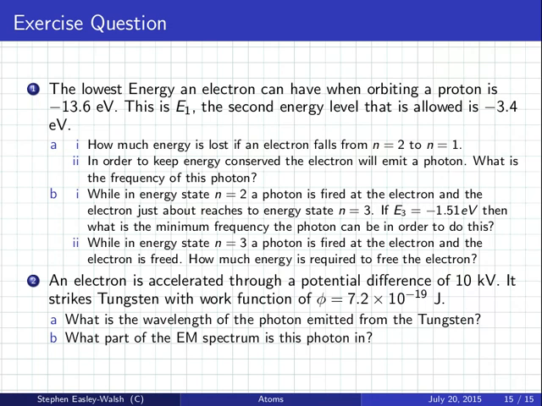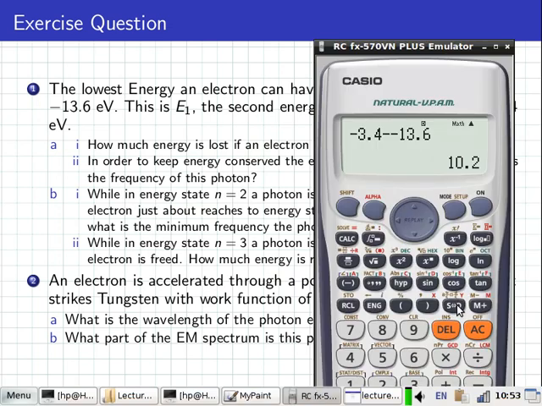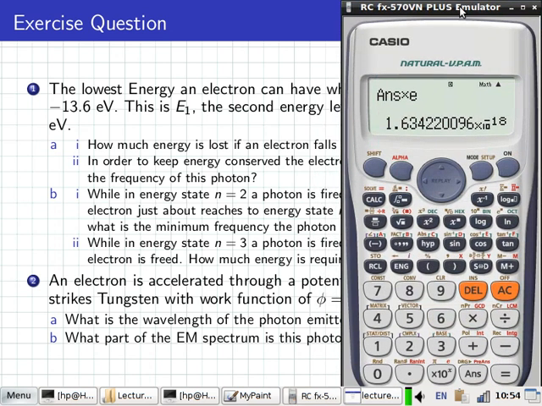What is the frequency? We can say that this energy should equal hf. So if I divide this by h, I get f. Small problem though: this is in electron volts, so first I should change it into joules. So my photon needs this much energy, which equals hf, so I divide this by h.